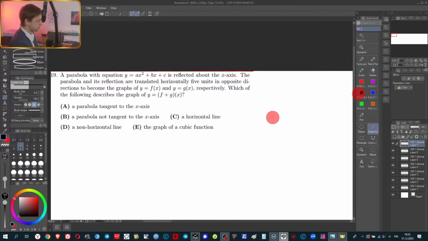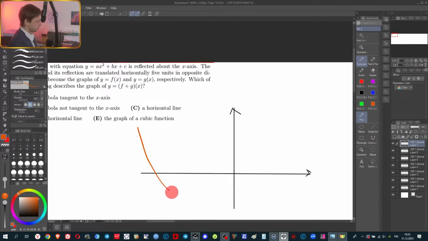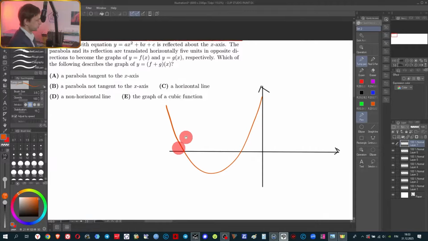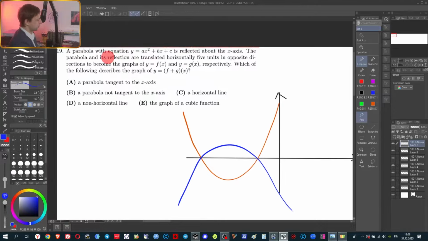So here, obviously, we need to make some picture just to understand what is happening. So here I draw the y-axis and x-axis, and here we have some parabola. Let's assume that it looks like this, and this parabola is reflected about the x-axis. So the reflected parabola will be like this one. Okay, so the orange one is the initial one and the blue one is after reflection.